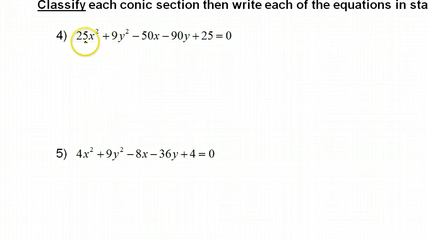Now, the way you know the difference between a circle and an ellipse is if the coefficients are the same, then it's a circle. You can imagine the balance of a circle and the way it's the same in both directions. So the coefficients have everything to do with that. So if the coefficients are the same, it's going to be a circle. But if the coefficients are different, then it's an ellipse. So this is going to be an ellipse.